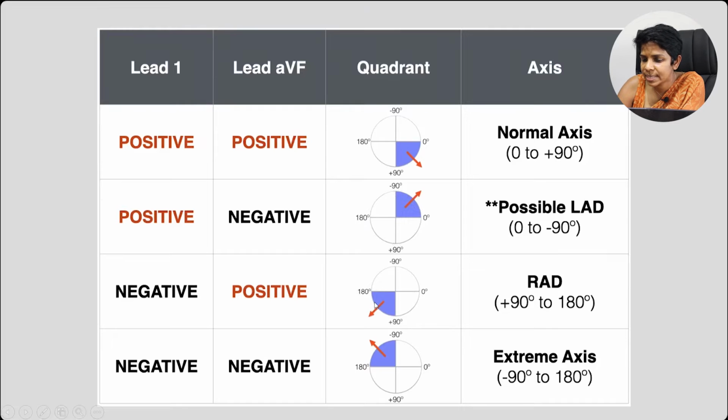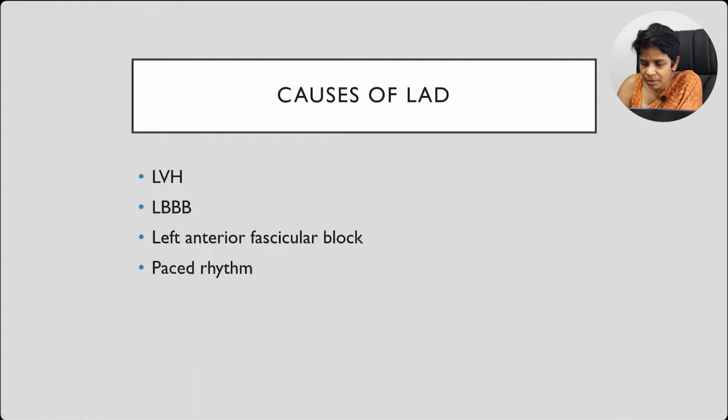So the patient has right axis deviation. In the same way, if both lead 1 and aVF show negative deflections, then the axis lies between 90 and 180 degrees, and it shows extreme axis deviation. Why is this axis calculation important? Because there are conditions that are associated with left and right axis deviation and also extreme axis deviation.